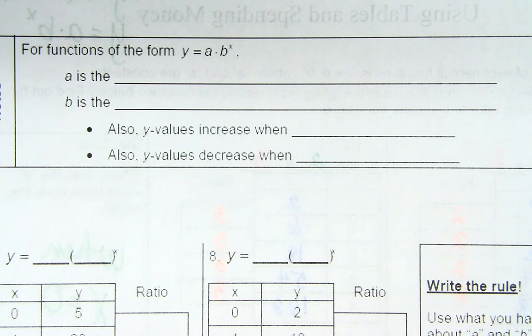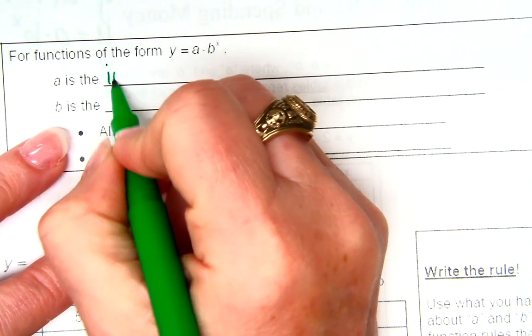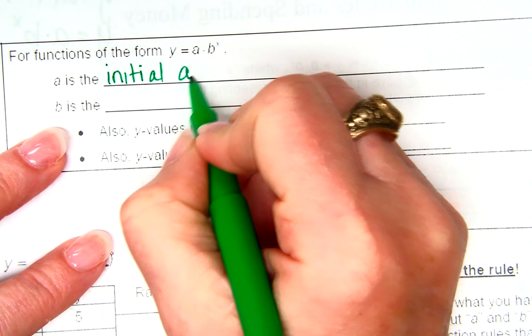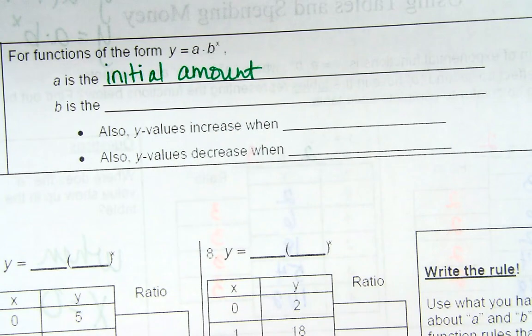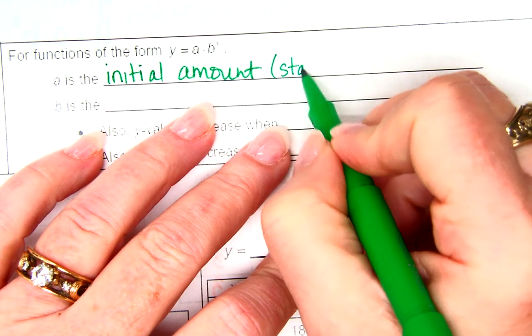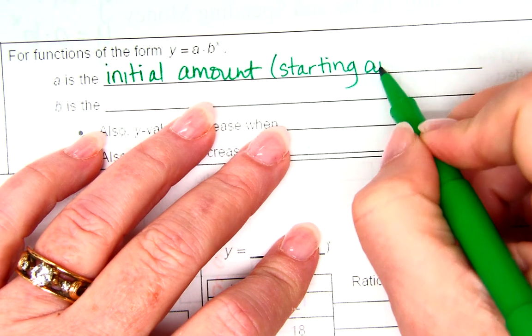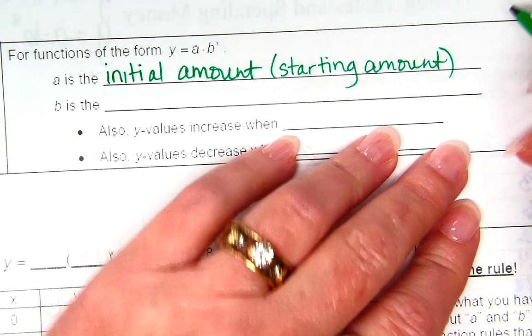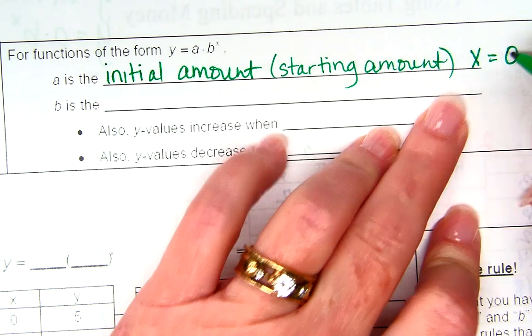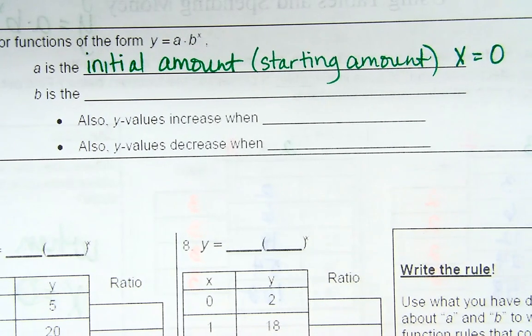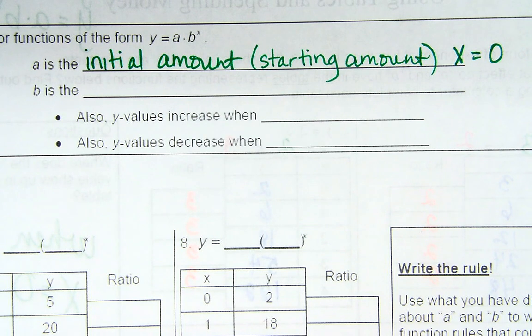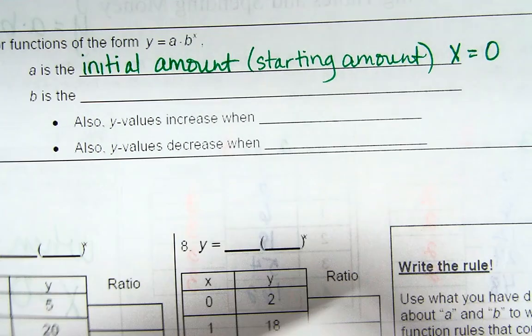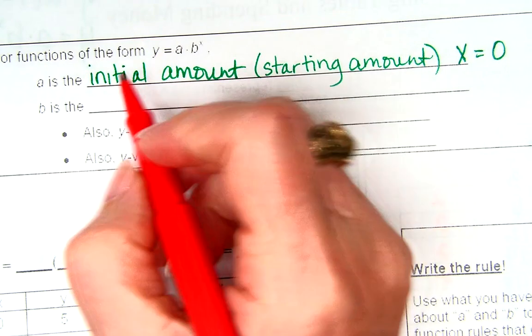A is the y value, or x value, it's the initial amount or starting amount. But you very clearly said when x equals 0. I heard you. Yes, that's good. Okay, when x equals 0. It's the initial amount or starting amount when we start the table at 0. Okay, and what is b? It's the ratio.